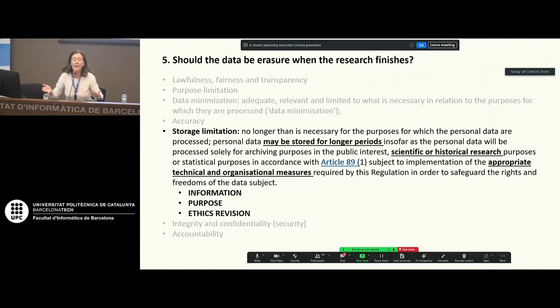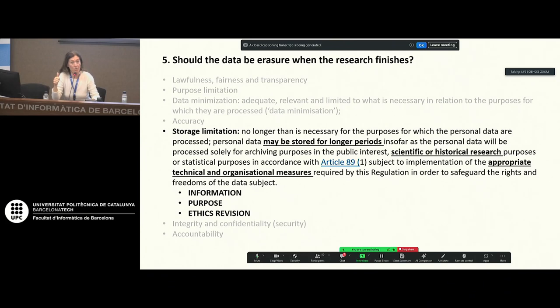So look at the agreement. What happens if you are the controller? So if you have decided the aim and the means of the processing, there's a flexibilization of the storage limitation set in Article 5 if you want to keep the data for scientific research. This is a principle, and it's okay. You can keep the data, but with some guarantees.